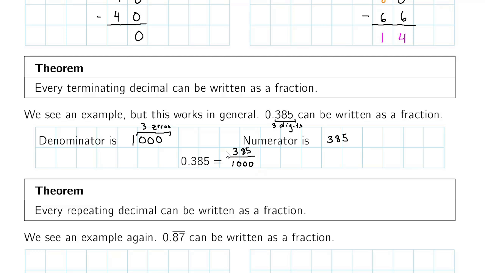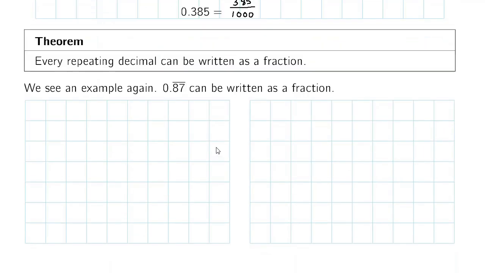What about repeating decimals? Well, we can use some algebra to show this. Now again, I'm going to use a specific example. I'm going to show that 0.87 repeating can be written as a fraction. But again, we can do this for any repeating decimal. I'm also going to use a little bit of sleight of hand in this algebra, but if we're more precise about what the repeating decimal means, we can be more precise about what's happening in this algebra.